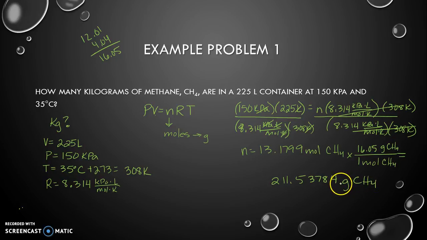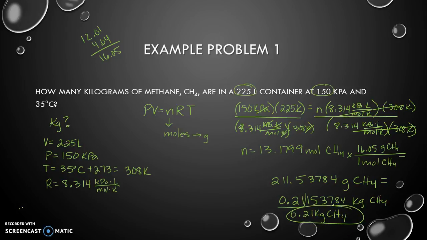Oh, but that says grams, and that says kilograms. So we have to change this from grams to kilograms. Remember, we move our decimal over 3 times, so this would be equal to 0.2115374 kilograms of methane. Okay, but we're still not done yet, right? We need to look at significant figures. Here we have 3, here we have 2. Temperature doesn't count, so we need 2. So 0.21 kilograms of methane. And that's how you do it.